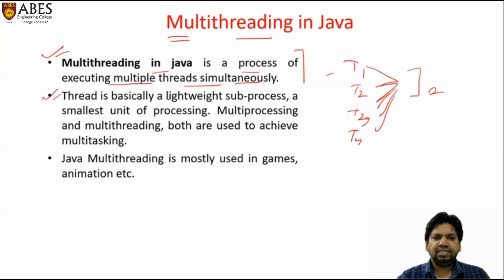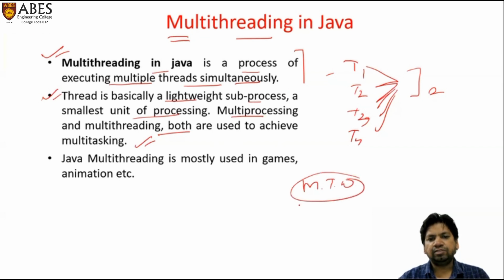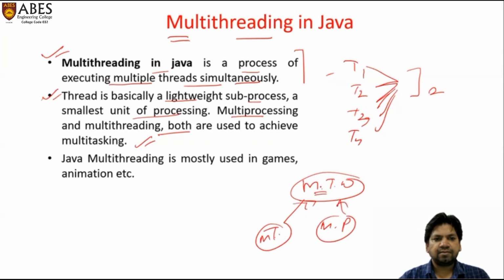A thread is basically a lightweight sub-process and the smallest unit of the process. Multi-processing and multi-threading are both used to achieve multitasking. We want multitasking work, and to achieve it we use multi-threading and multi-processing. Both are important parts of executing multitasking work. Java multi-threading is mostly used in games and animation programming.